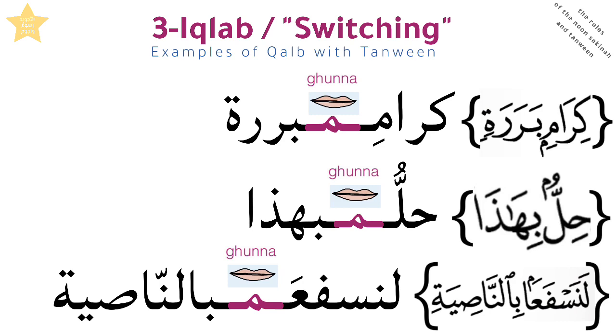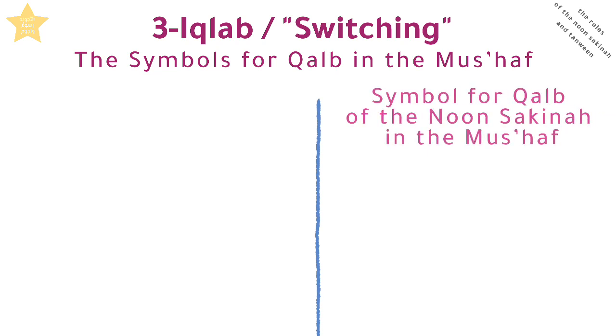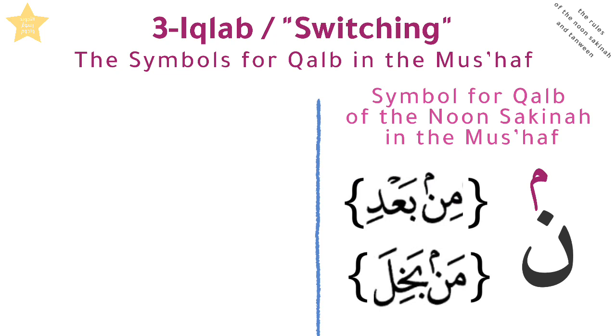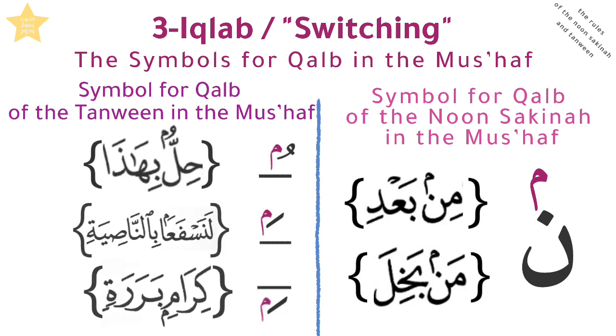The symbol for qalb in the Mus'haf. The symbol for qalb of the Noon Sakina in the Mus'haf is to place a small Mim above the Noon instead of a Sukun. And the symbol for qalb of the Tanween is to replace the second harakah of the Tanween with a small Mim, like this.